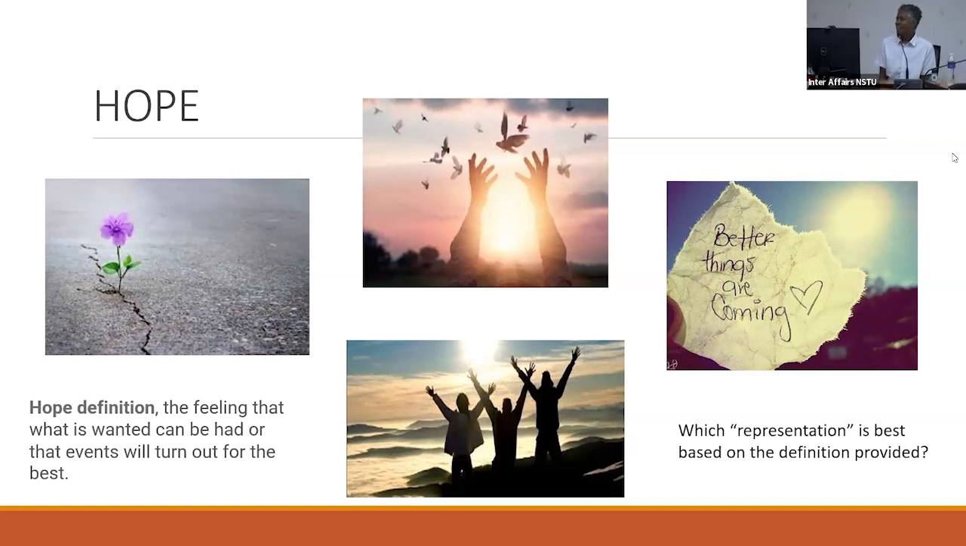All right. How about, let's see, the student here, Sutat. Sutat, in your opinion, which of these pictures represents hope for you?